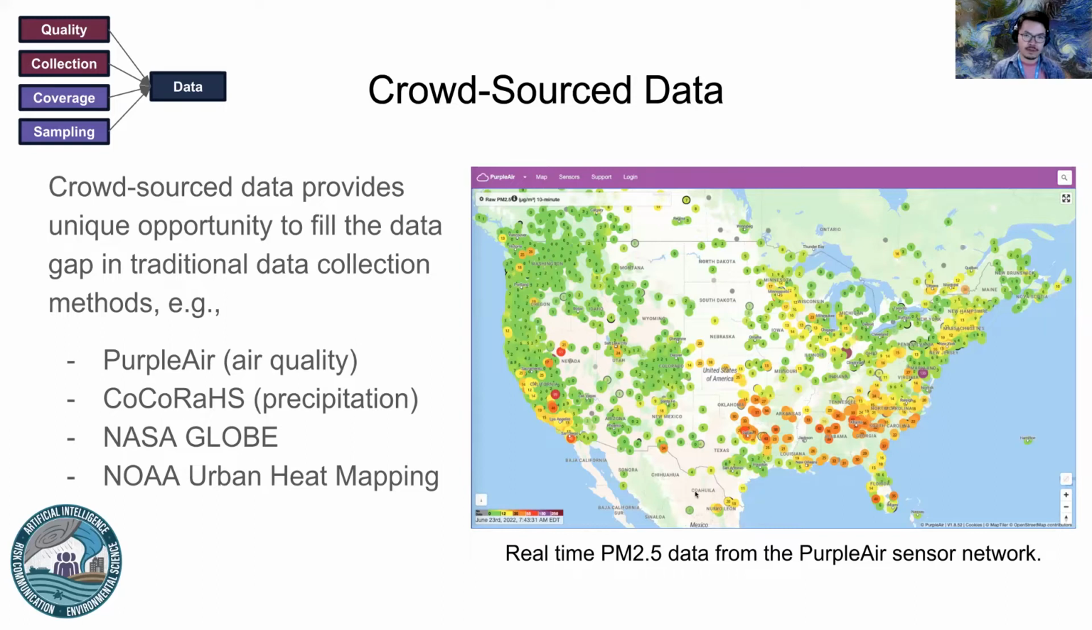And some other examples of crowdsourced data include CoCoRaHS, which is focusing on precipitation for rain, hail, and snow. And NASA has a program called GLOBE. They allow people to provide crowdsourced data from mosquitoes to clouds, and there's also one for aurora, those really nice, beautiful measurements. And for NOAA, there's something called the urban heat mapping program that has been doing crowdsourced temperature and urban heat island mapping across different cities in the country, and now it's doing it internationally.